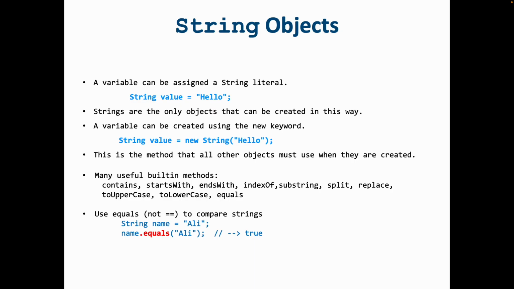Whenever we want to create an object in Java, we should always use the new keyword. With String, there's a difference. You can do both. You can either say String value is equal to "hello", or you can say String value is equal to new String("hello"). There are some differences behind the scenes in Java, but from a value perspective, they both have the same values.